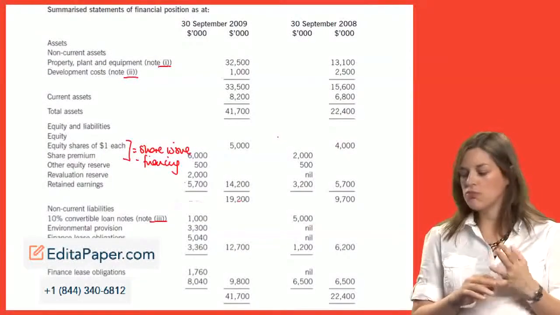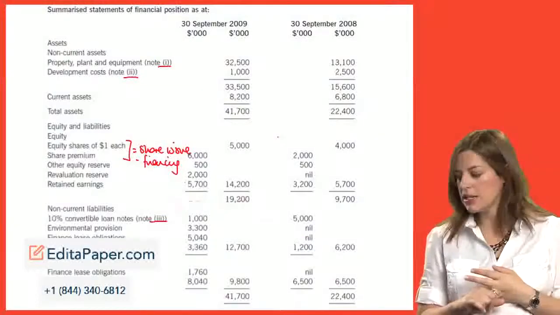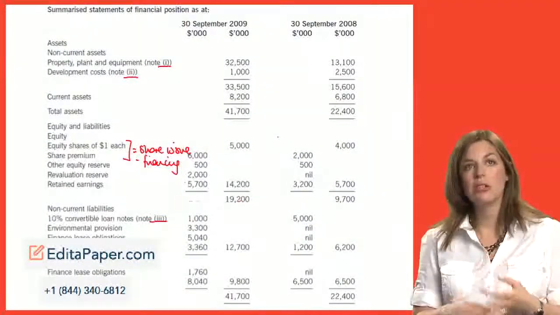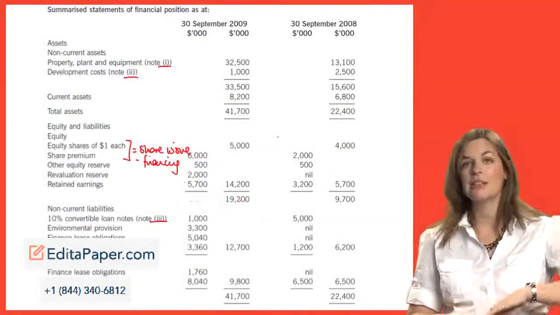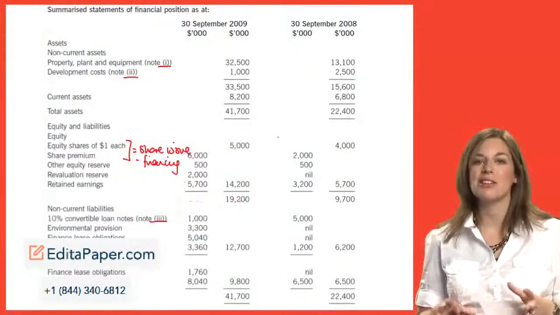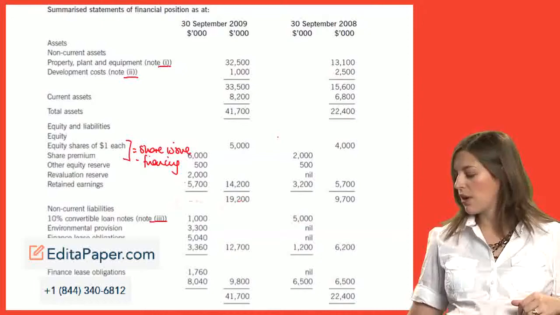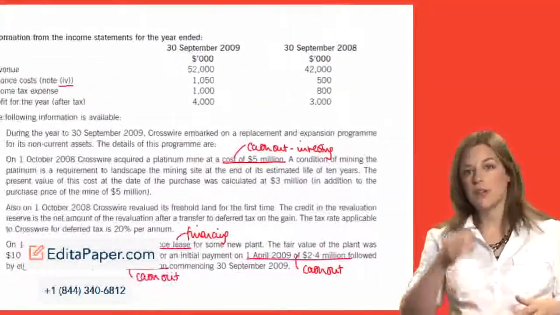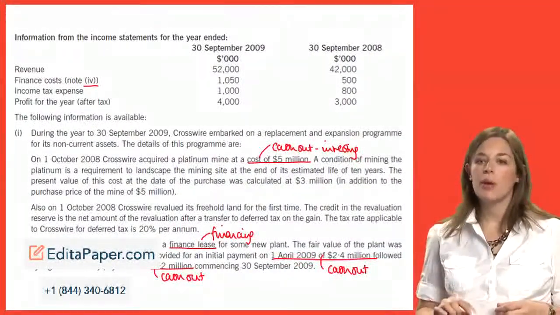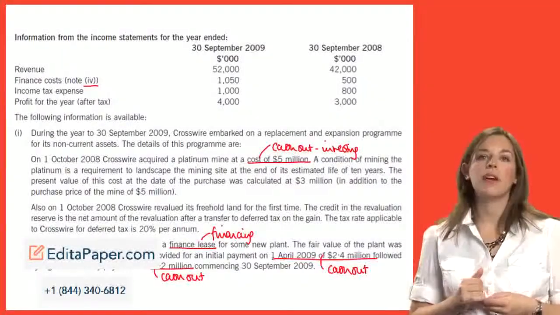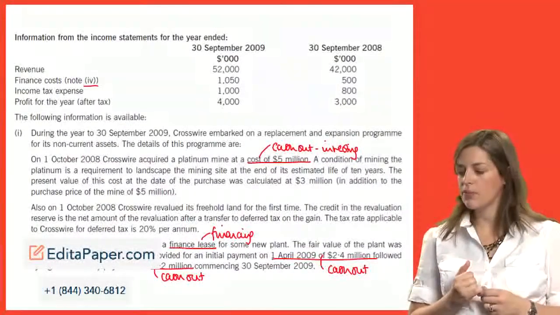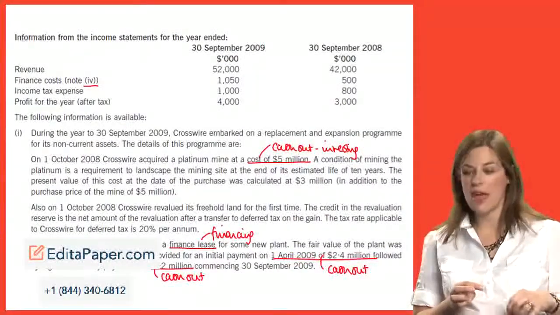There's a provision. Not interested in the provision. That's operating. Finance lease obligations. Financing. Tax. Into the operating section. I don't need that. Carry on down through and see what else you can identify. Let's have a read of the additional information. So in our additional information, we've got some finance costs. Okay, so we're going to need to know about what's going on in there.